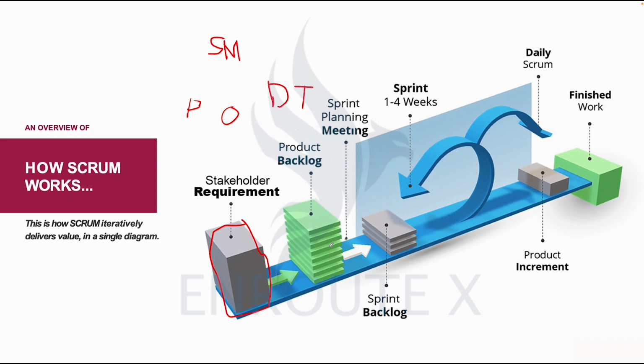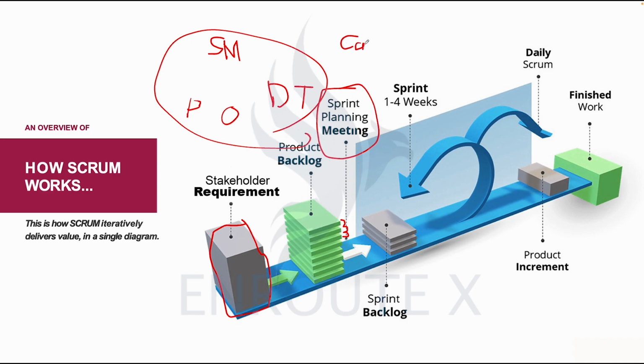So after this is done, there is an event, we call it the sprint planning meeting. What happens during the sprint planning meeting? At the sprint planning meeting, the entire team comes together. That's the product owner, the Scrum Master, and the development team members. They come together to pick some of these broken down pieces based on the team's capacity.